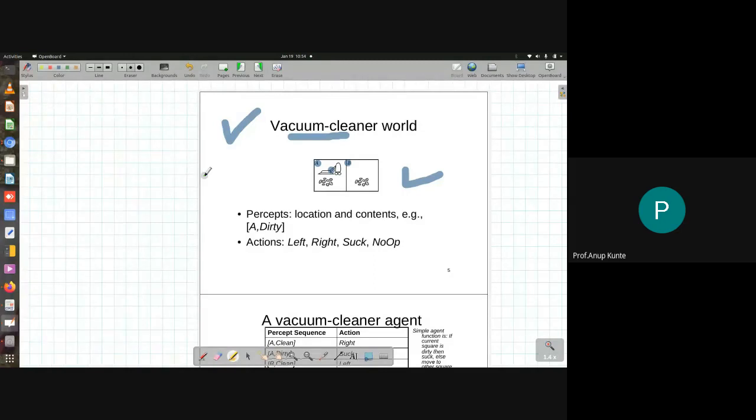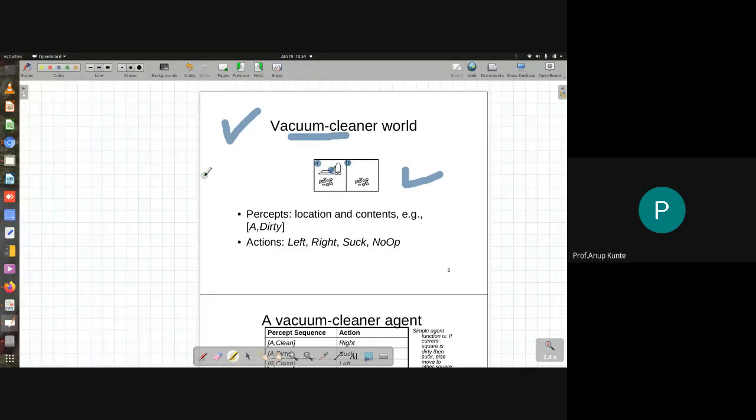Now the first and foremost thing is there has to be some way that the vacuum cleaner knows that there is dust in the room. Now this has to be there. If the vacuum cleaner has to take a decision on cleaning the room or changing the room, what is the decision sequence that it has? Either the vacuum cleaner decides to clean the current room or it decides to move to the other room.